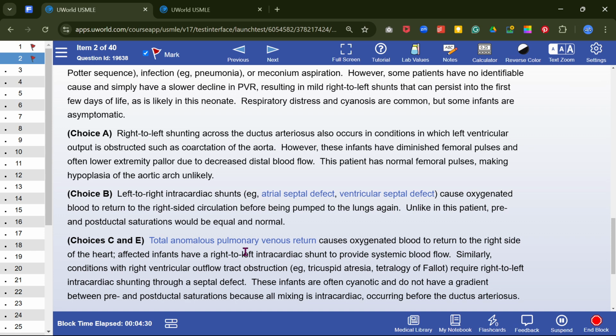And choice B, left-to-right intracardiac shunts, atrial septal defect, ventricular septal defect, causes oxygenated blood to return to the right-sided circulation before being pumped to the lungs again. Unlike in this patient, pre- and postductal saturation would be equal and normal. So in ASD and VSD, pre- and postductal saturation would be normal.